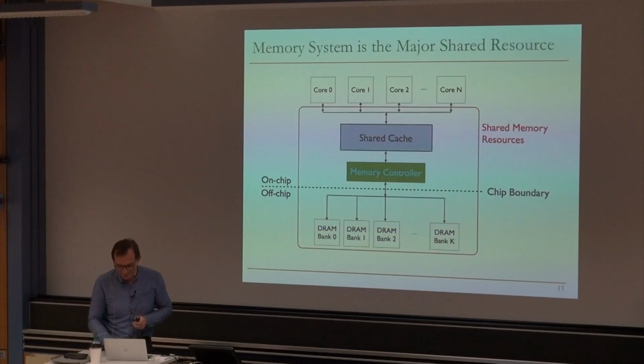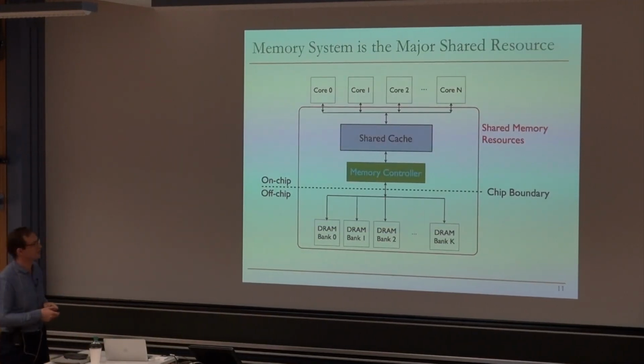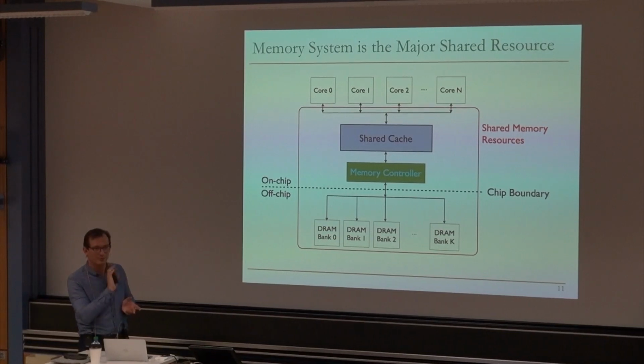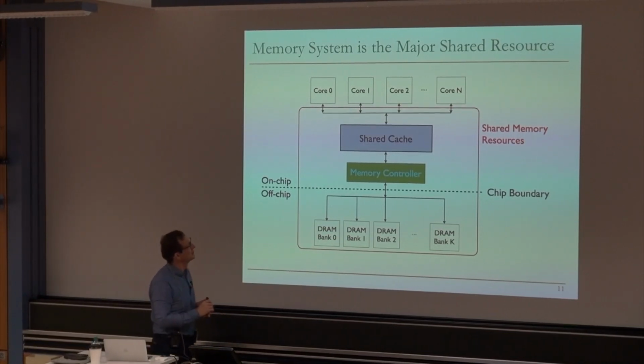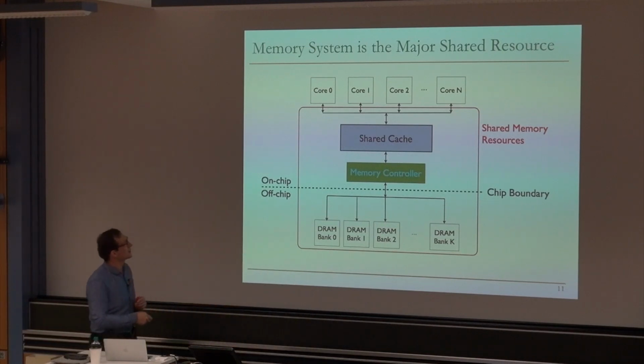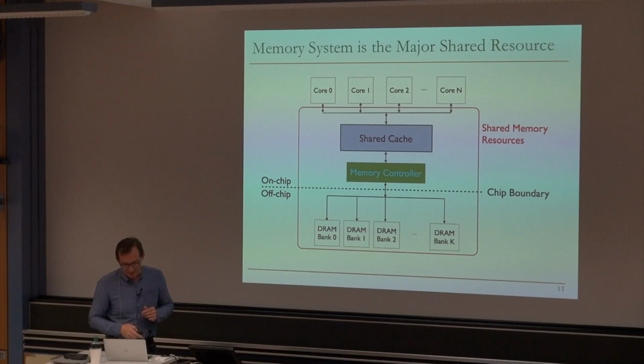Okay? This is another picture that's similar to what I showed you before, but basically the memory system is the major shared resource today. There are shared resources between threads inside the cores. We're not going to touch those, at least in this course. But recall that there's a lot of sharing inside here also between different threads if you have simultaneous multi-threading. But we're going to look at some of these things, and we're going to focus a lot on the memory controller today especially.